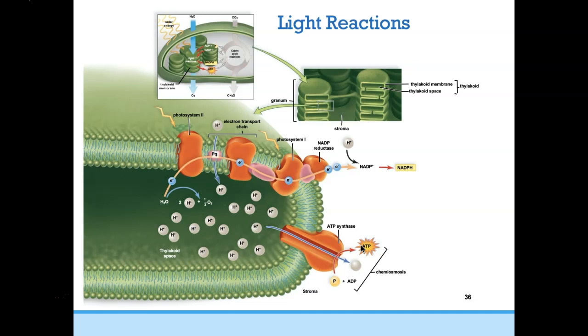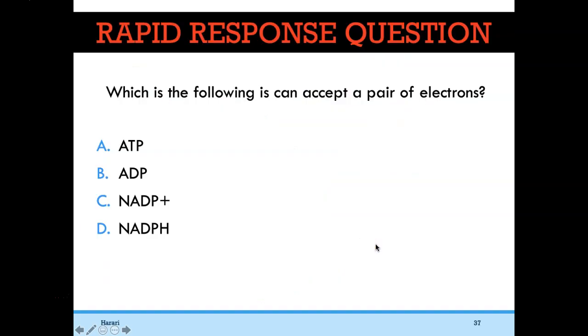So think about what this did. We said the goal of the light reactions was to capture energy from the sun and to store it in molecules. We captured energy from the sun and we stored it in NADPH and ATP. So pause here. And the answer is C.